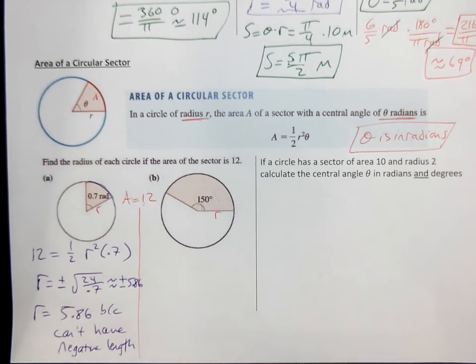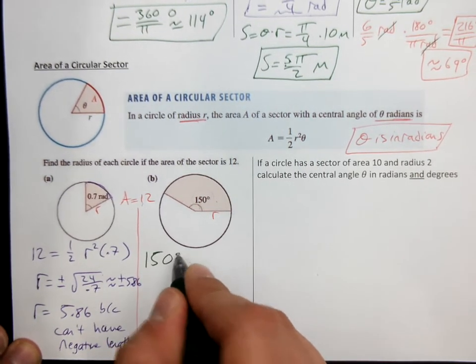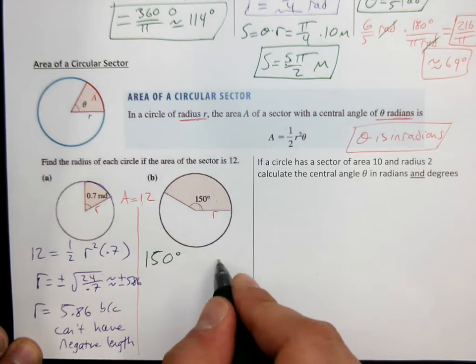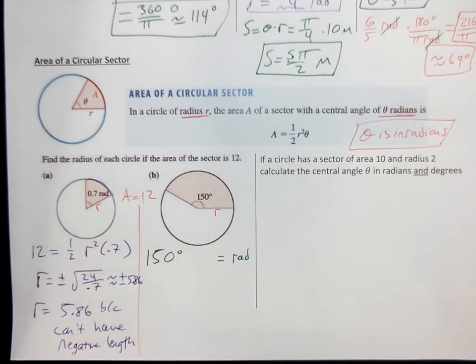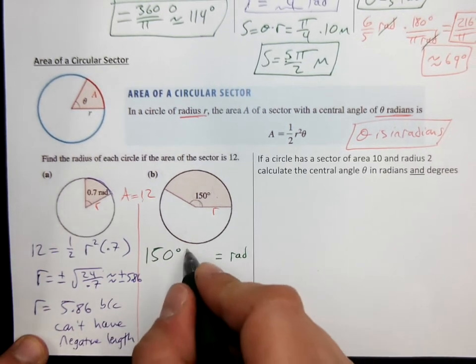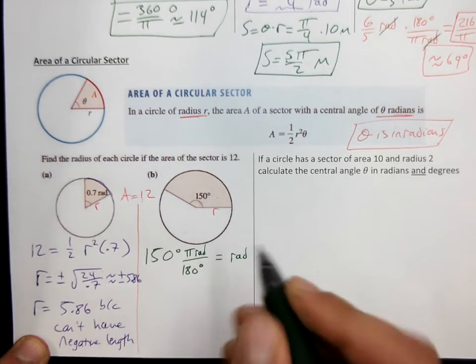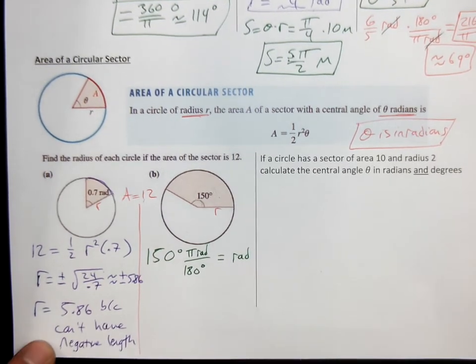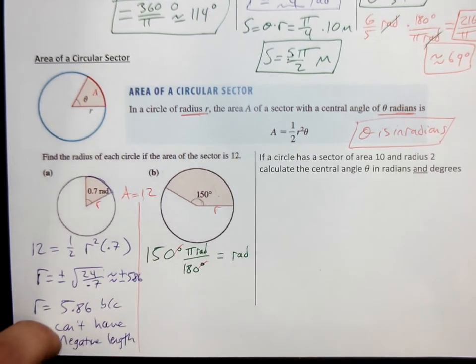And so this will be the last time that I try to drive this home. If we want to take 150 degrees and get something in radians, then we need to cancel the degree and give us a radian. So we want to multiply by pi radians and divide by 180 degrees so that the degrees cancel and the radian sticks with us.